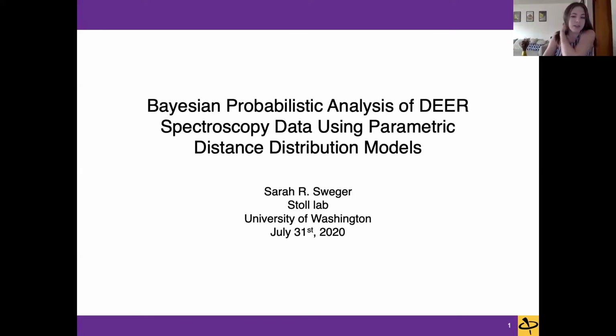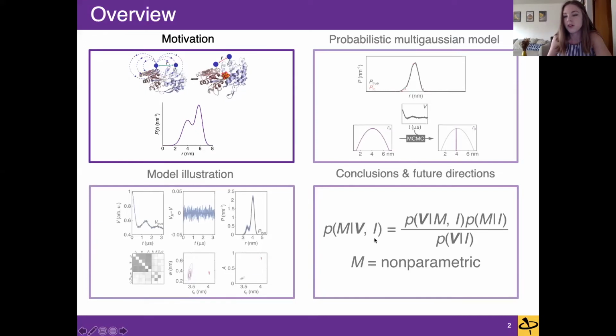Thank you. Thanks everyone for coming. So as Lizzie said, I'm Sarah Sweger and I work in the Stoll Lab at the University of Washington in Seattle. And I'm going to talk today about some of our recent work applying Bayesian statistical methods to parametric models for DEER data. So just a brief overview, I want to start by briefly introducing what DEER is and why we care about a robust analysis. Our setup of a Gaussian mixture model and implementation of the Bayesian inference methods, illustrate the method through several synthetic and experimental examples, and then what we can conclude about this work so far.